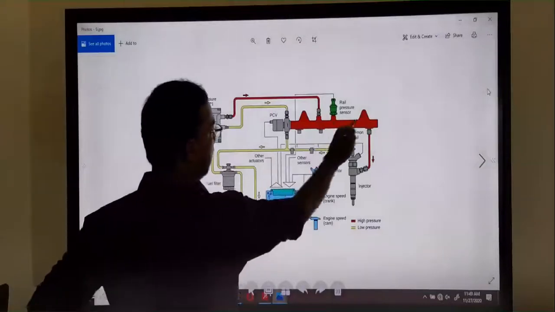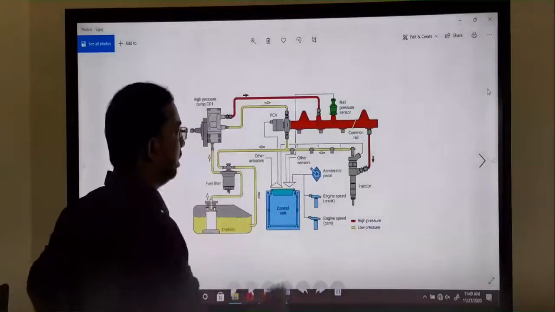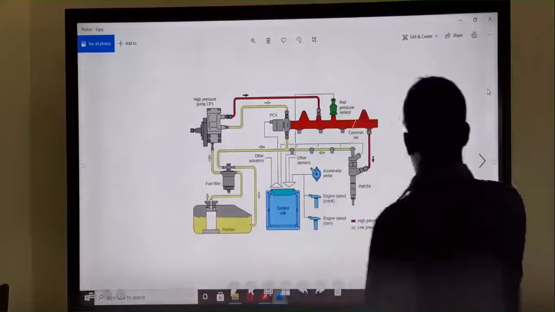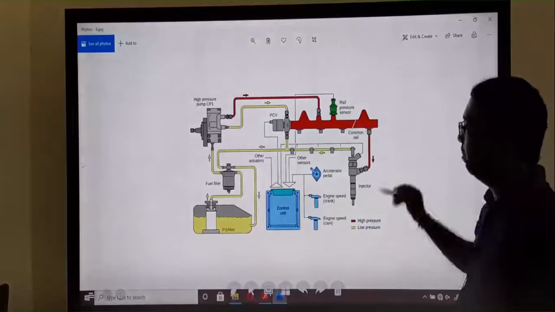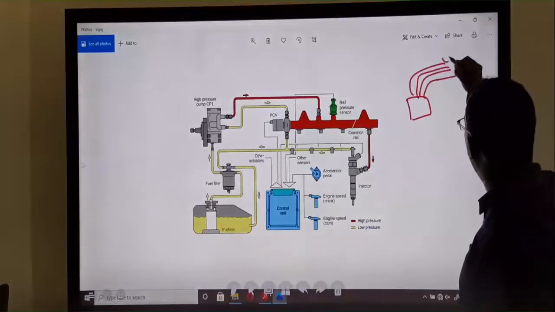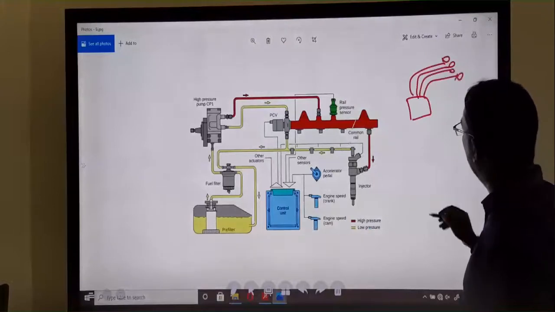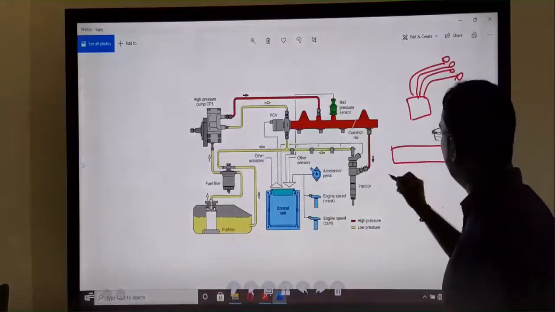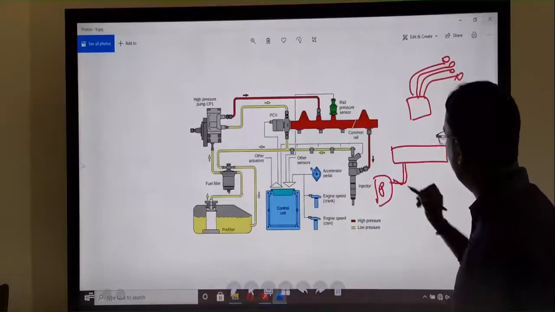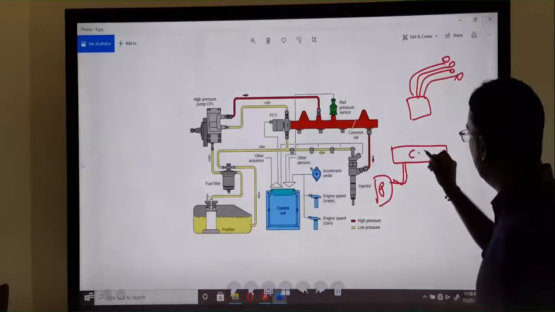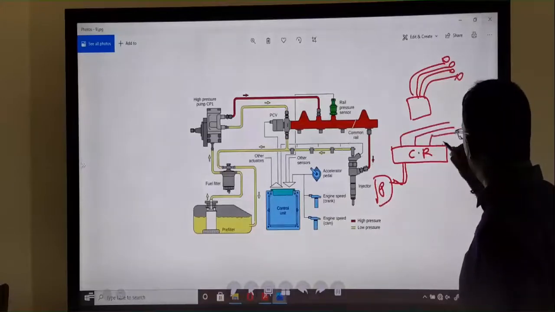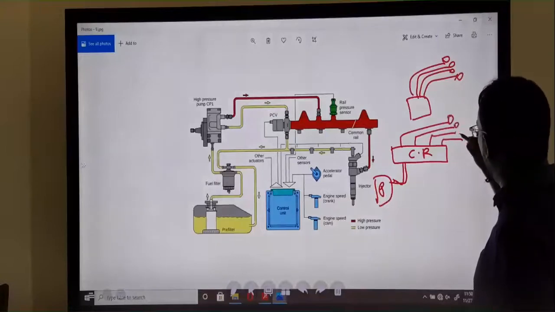So there is a common rail, this is a pipe, connected with the common rail. Before, this pump supplied the 4 lines for the 4 injectors. Now the main supply line comes from the pump. The pump supplies to this common rail, and this common rail supplies 4 lines to the injectors.